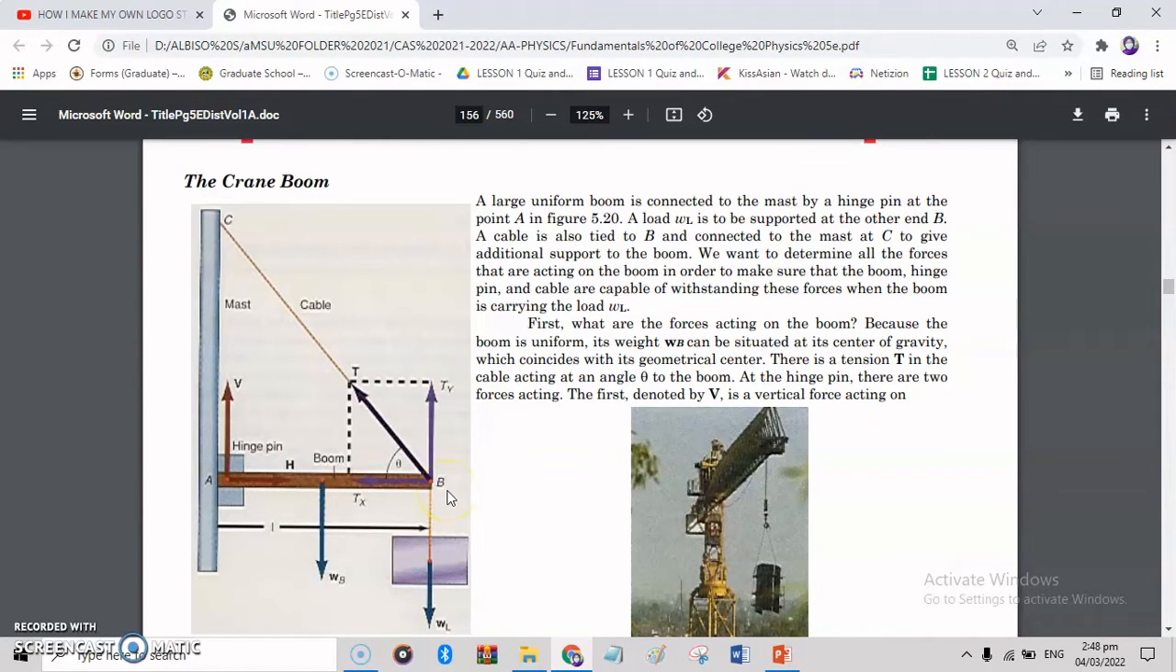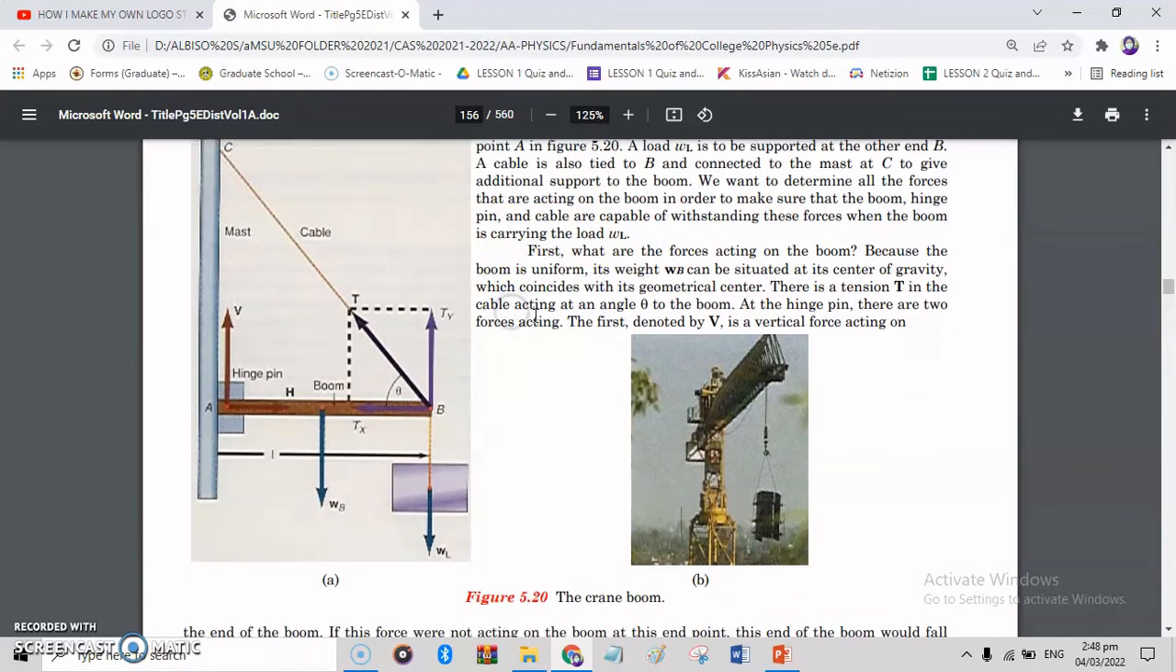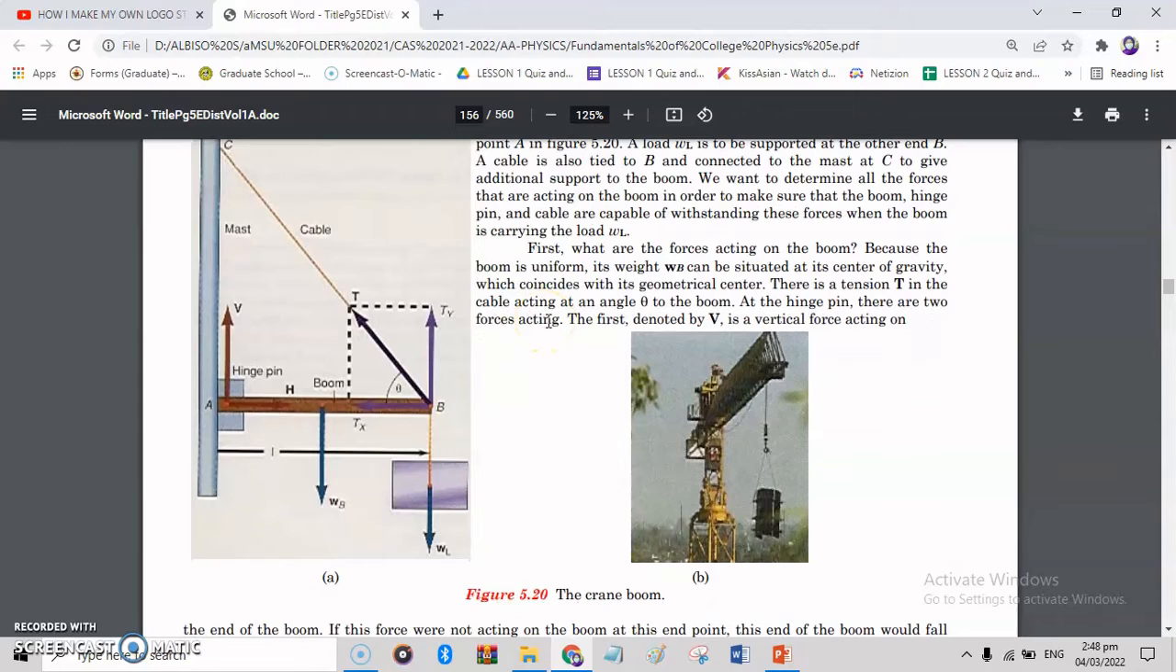A cable is also tied to B. This is the cable, and it is connected to point C to give additional support to the boom. We want to determine all the forces that are acting on the boom in order to make sure that the boom, hinge pin, and the cable are capable of withstanding these forces when the boom is carrying the load. So it is important that we also know the maximum capacity of our crane boom so that it will not be damaged.